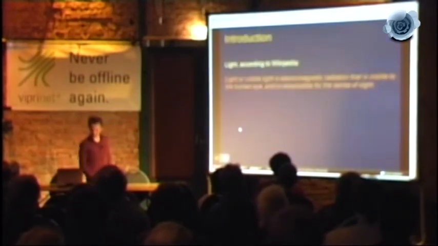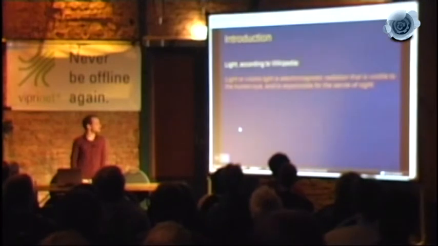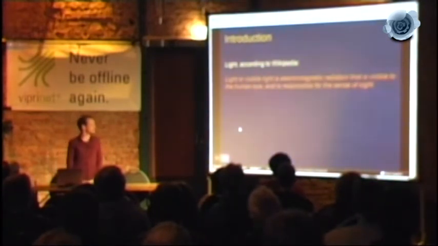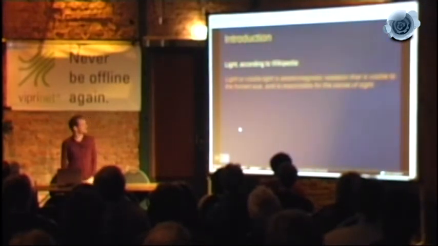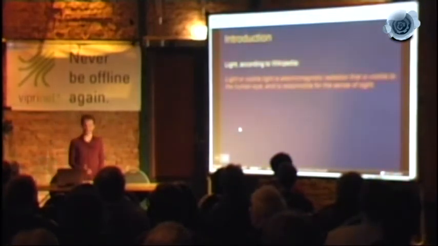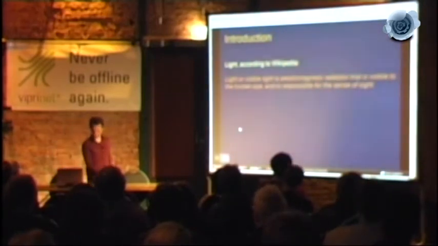Light, according to Wikipedia, is electromagnetic radiation that is visible to the human eye and is responsible for the sense of sight. I like this description. It's pithy, and as obvious as it sounds, it highlights the fact that if you don't have light, you don't have sight. But light conveys much more information than this.